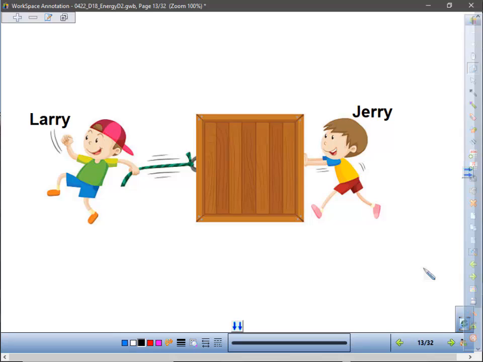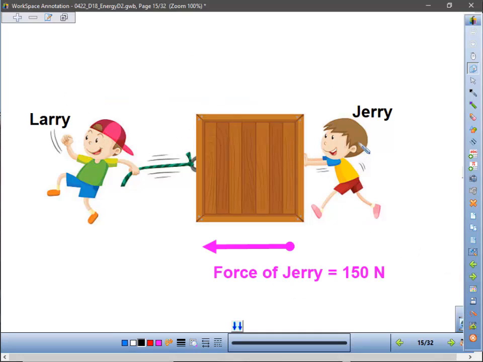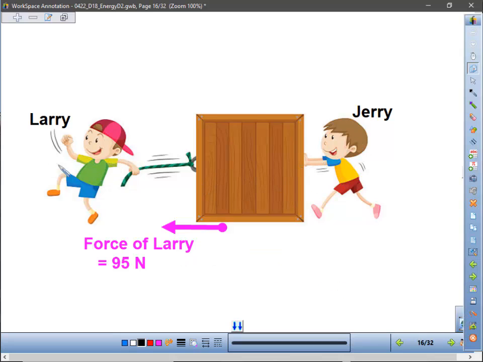They're both trying to move this crate and they're helping each other out. They are going to pull the crate 10 meters. So they're moving it 10 meters. Jerry is pushing with a force of 150 newtons. Larry is pulling with a force of 95 newtons.